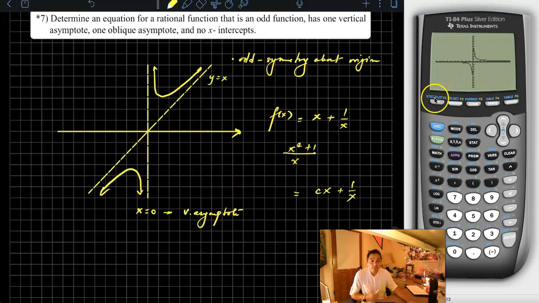Oh, this will not have an oblique asymptote. I apologize, this one wouldn't work. Sorry, 0.2x is what I meant to put in here. Let's try that. It still is odd, has a vertical asymptote at 0, an oblique asymptote, and no x-intercepts. Okay, hope that helps.